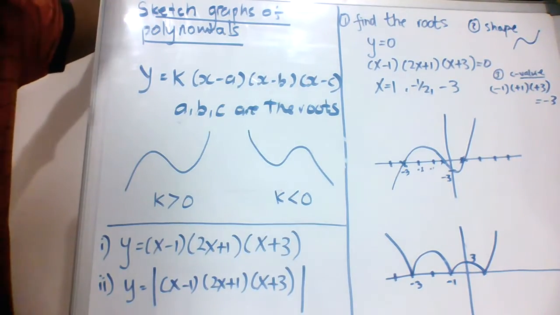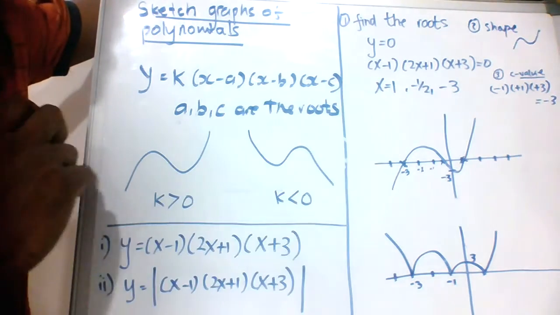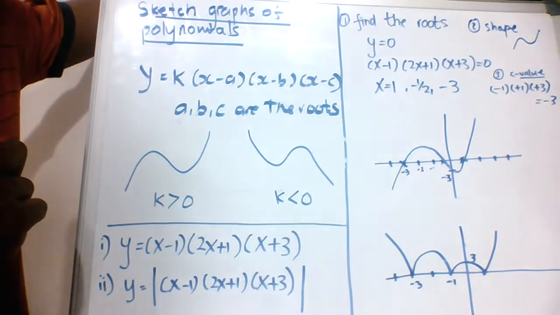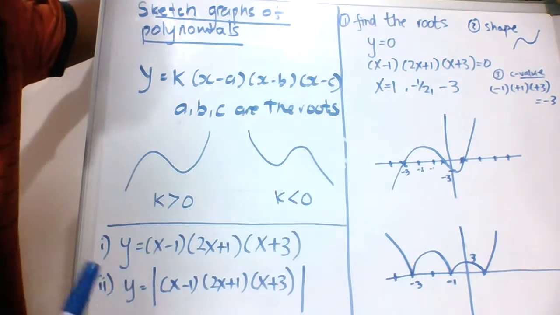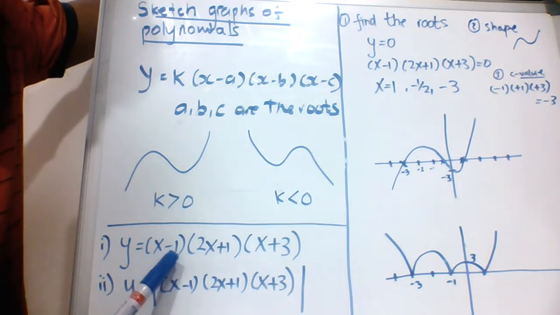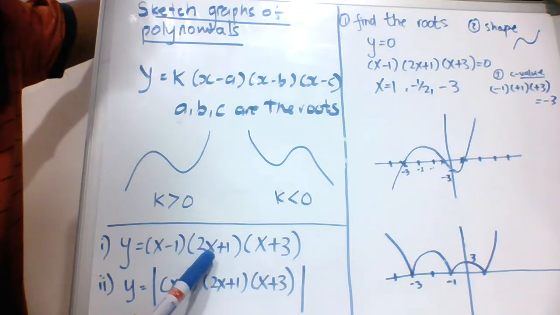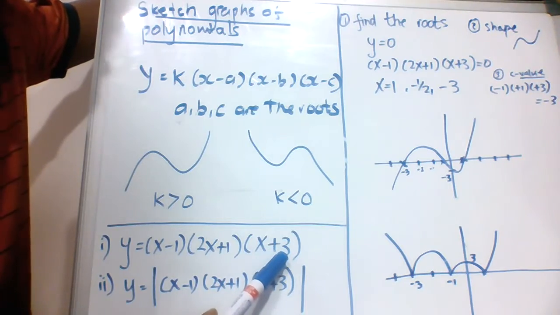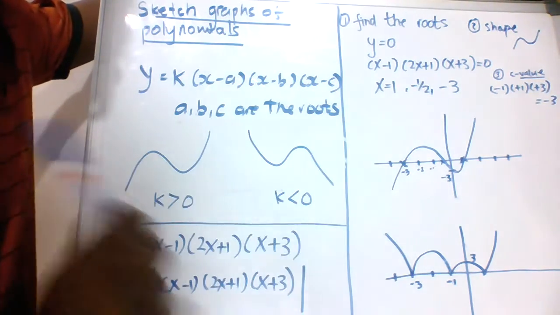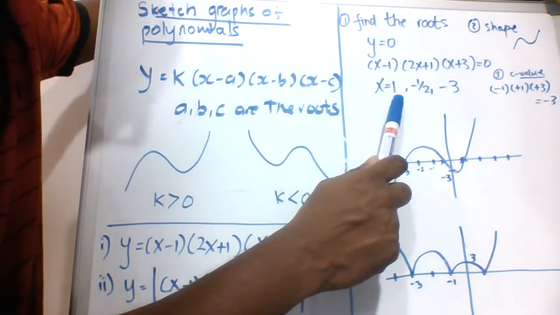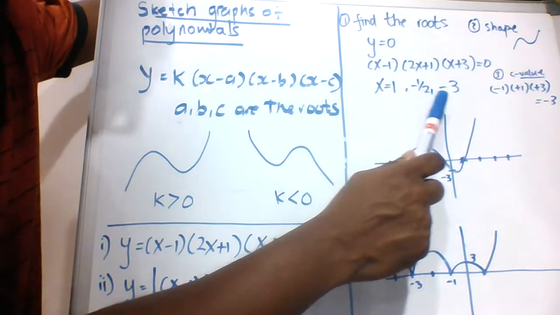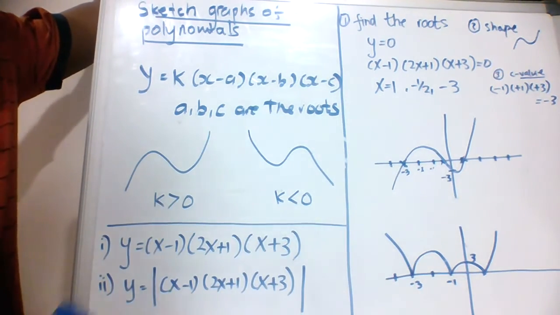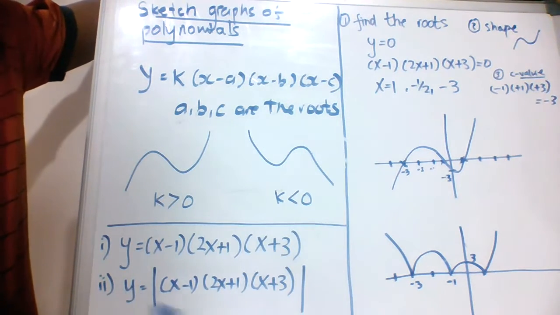Now, finding the roots also means the y value must be 0 because it will be on the x-axis. So if y is equivalent to 0, either x minus 1 is 0, 2x plus 1 is 0, or x plus 3 is equivalent to 0. So from there we will find out the 3 roots are 1, negative half, as well as negative 3. That is the first thing you need to find out. So now you got all the 3 roots.